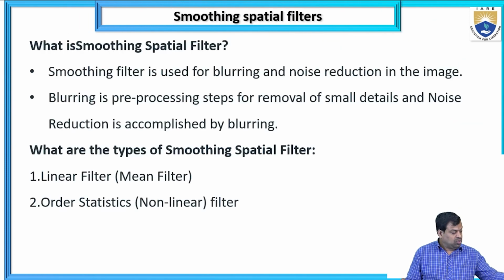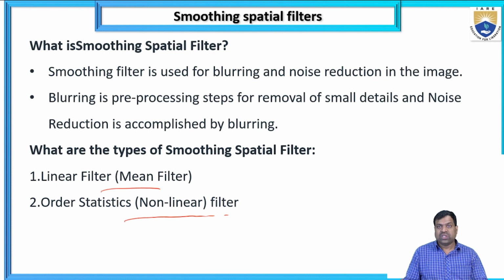And what is smoothing in the spatial domain? What is smoothing in a spatial filter? A smoothing filter is used for blurring and noise reduction in the image. Blurring is a pre-processing step for removal of small details, and noise reduction is accomplished by blurring. What are the types of smoothing spatial filters? Linear and order statistic filters. So smoothing plays a major role in the reduction of noise.